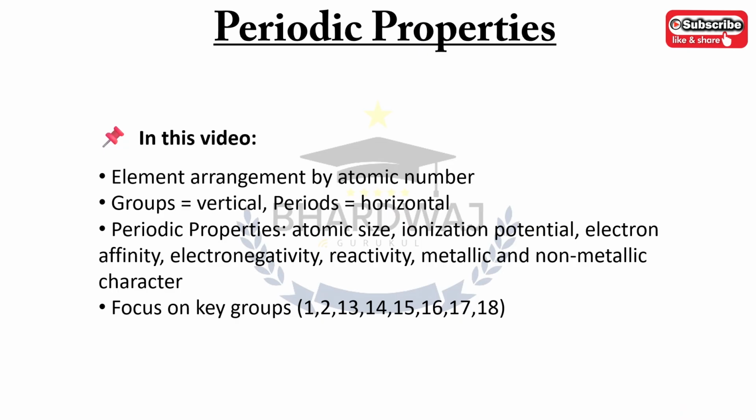So in this video, we learn the element arrangement by atomic number, what are groups and what are periods, periodic properties like atomic size, ionization potential, electron affinity, electronegativity, reactivity, metallic and non-metallic character. The key focus would be on the groups 1st, 2nd, 13th, 14th, 15th, 16th, 17th and 18th, as they are included in the syllabus.